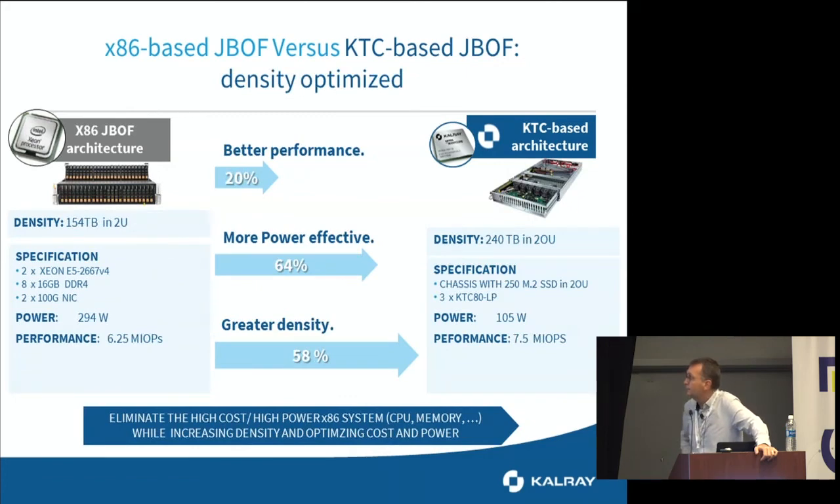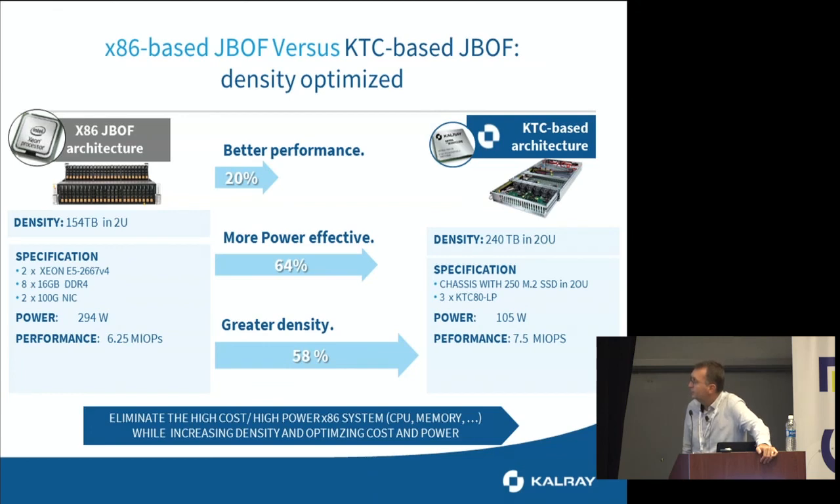If you look at another use case which is more density optimized, and this is typically what the hyperscalers want to do, the standard solution available on the market is again a Supermicro server where you can put up to 48 SSDs in a 2U form factor. If you take the maximum capacity available per SSD, that makes 154 terabytes in a 2U form factor. Again, you have your x86. You have only two 100 gig NICs, just because you have less space, because you have put more SSDs inside the JBOF. The power of the CPU plus NIC function will be close to 300 watts, and the performance will be close to 6.25 million IOPS.